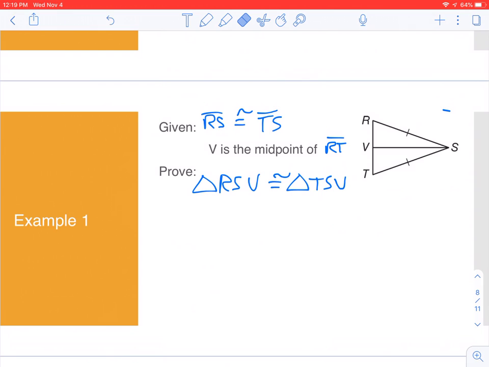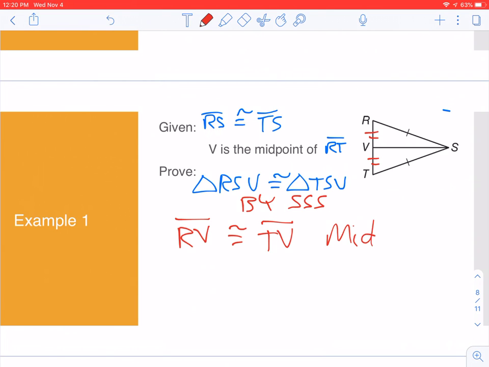V is the midpoint of RT. So if V is the midpoint of RT, then I'm going to say RV. By the way, we're looking for SSS, side, side, side. RV is congruent to TV. I found that from the midpoint. Sorry, that was a scribbly mess.